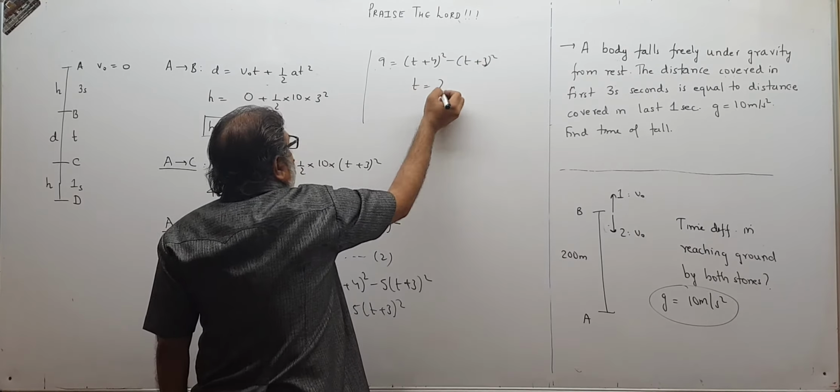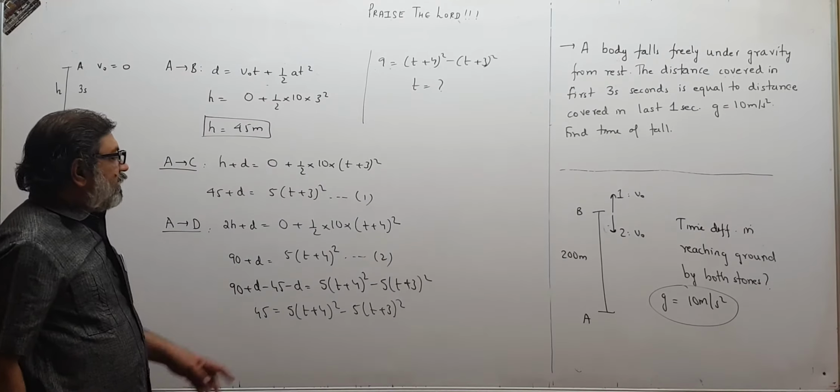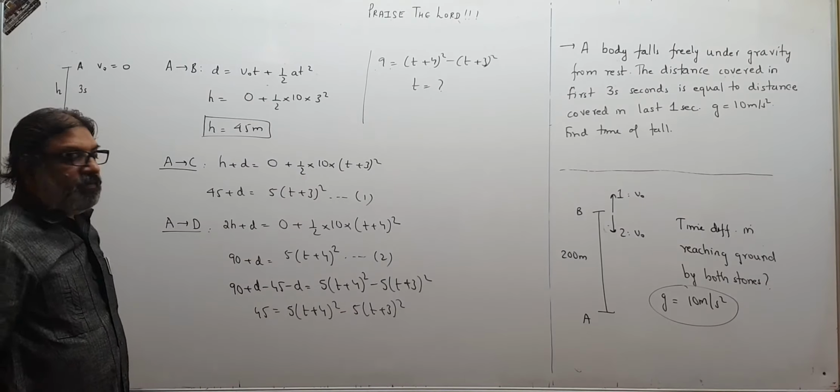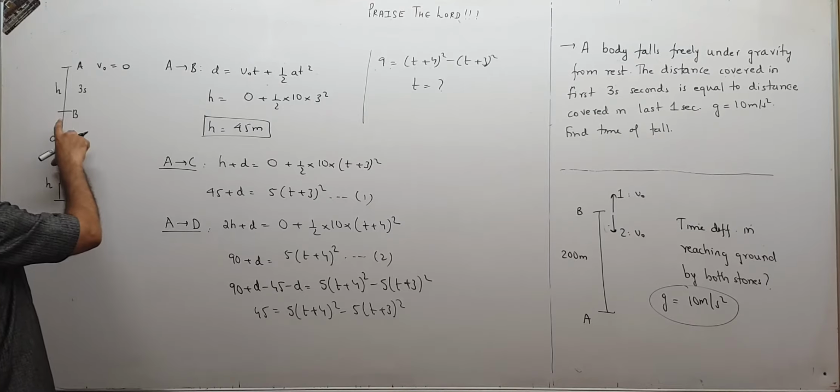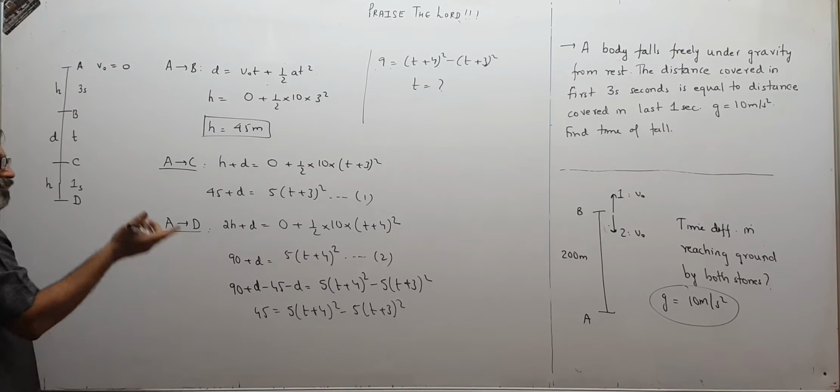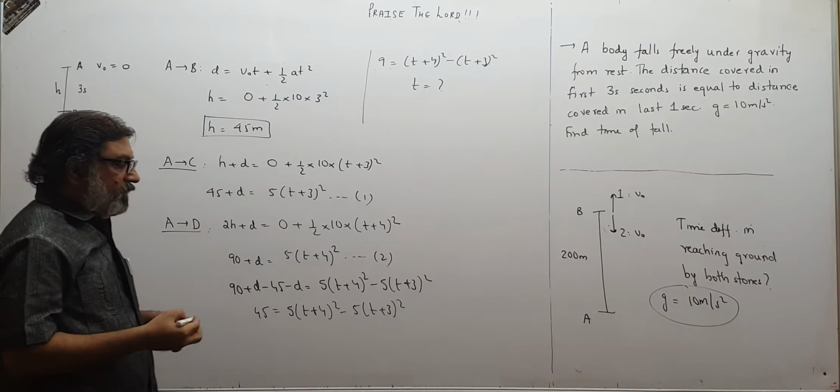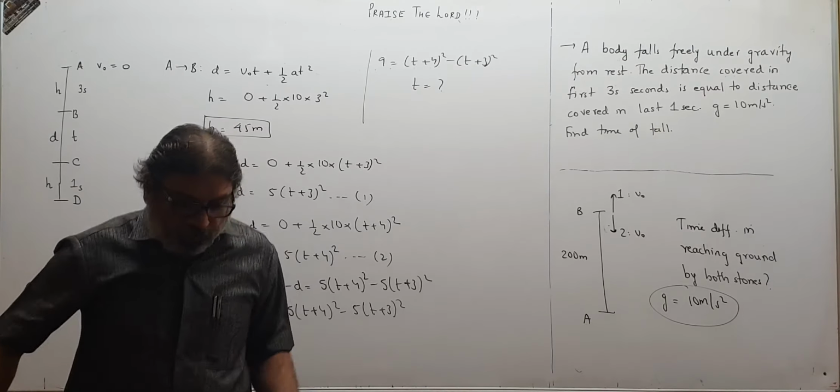Divide by 5. So I get 9 is equal to (T plus 4) whole square minus (T plus 3) whole square. From here you get T. And if you put T anywhere, supposing here, you will come to know what D is. So once D is got, total height means H plus D plus H. You will come to know the total height of the tower. Like this. Please pause and copy, children.